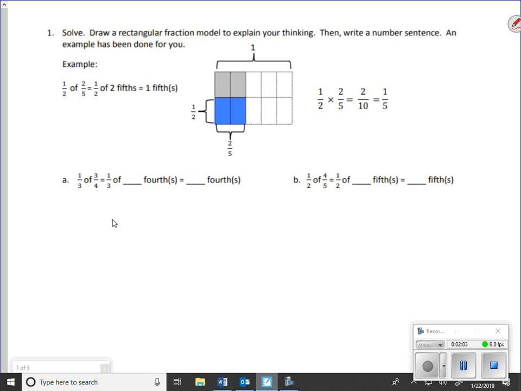So they did a rectangle. They split it into fifths. 1, 2, 3, 4, and 5. This time they're shading in 2 out of the 5. So 2 out of the 5 get shaded.